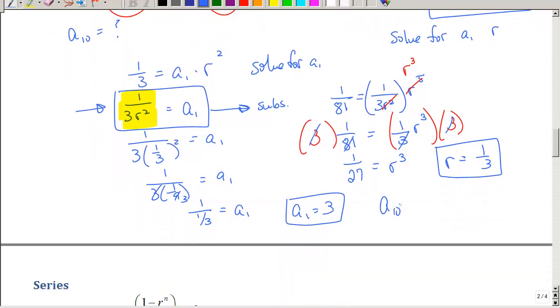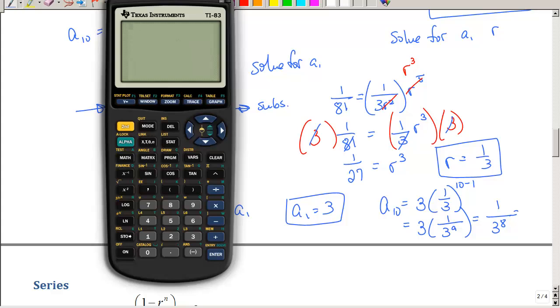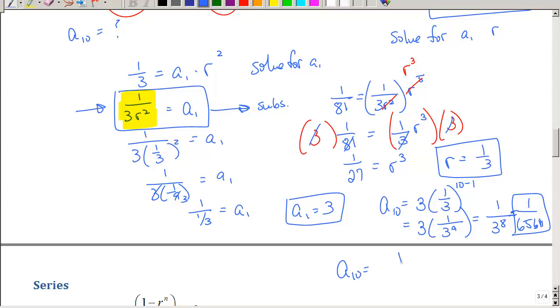Well, the 10th term is a1 times r to the 10 minus 1 power. So that's 3 times 1/3 to the 9th power, which is 1/3 to the 8th power, just reducing. So 3 to the 8th power is 6,561. So the 10th term is 1 divided by 6,561.